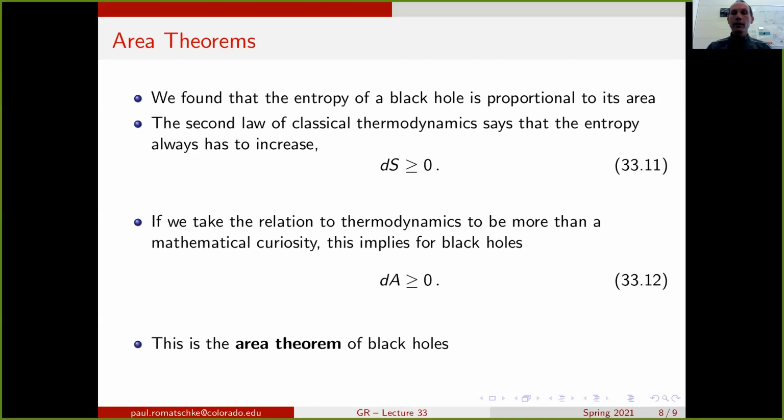This is the so-called area theorem of black holes. If you take a black hole and you perturb it in whichever way possible within GR, then its area has to increase because of basic thermodynamic relations. And this is a very powerful statement saying that you can't really decrease the area of a black hole, at least within classical physics. Classical physics, because the second law of thermodynamics is a classical law, and it can be violated by quantum processes.